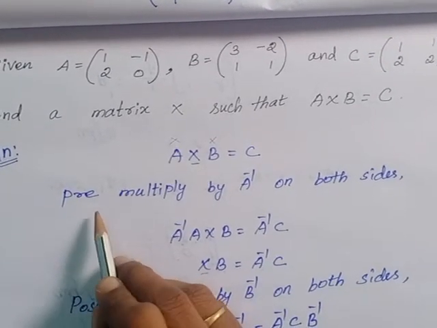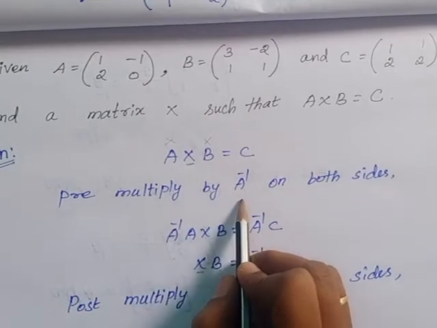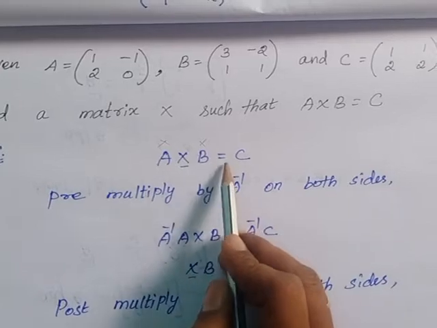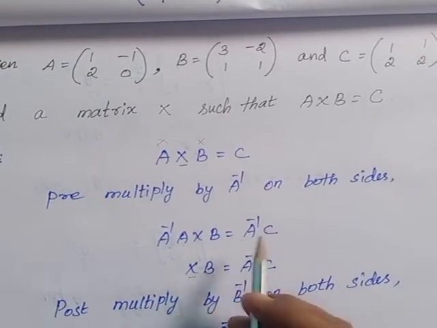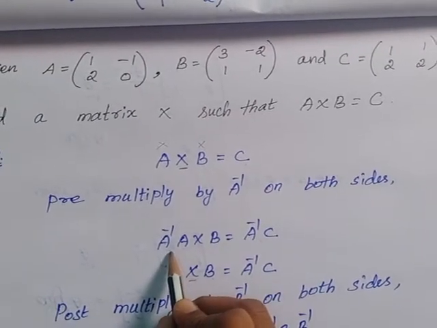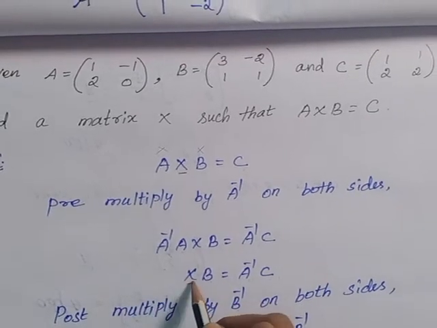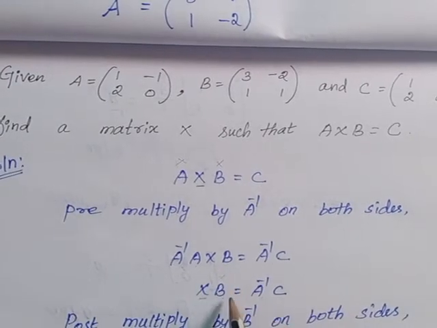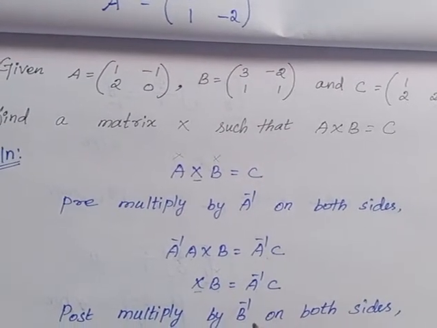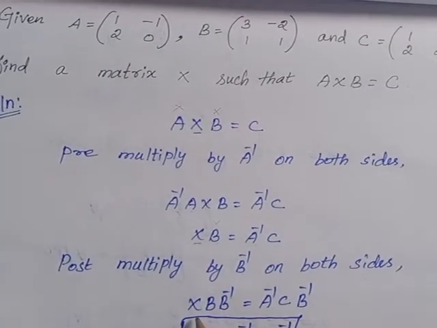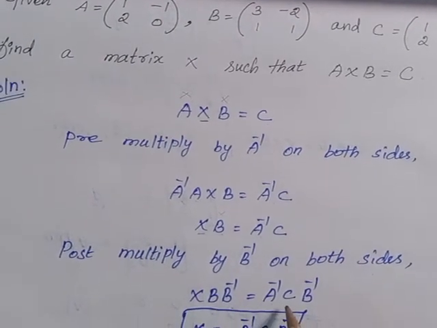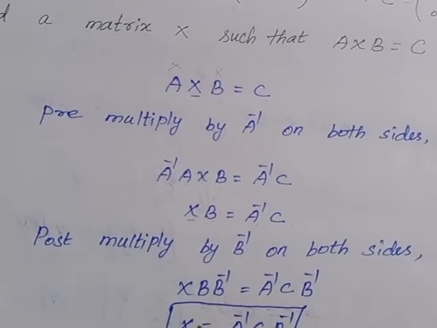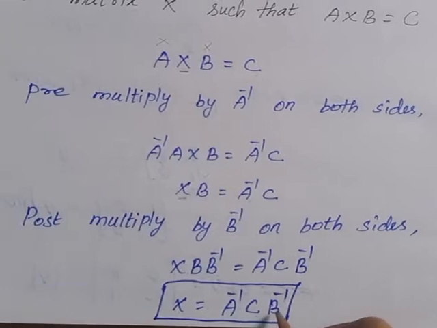The first thing is I pre-multiply by A inverse on both sides. We get A inverse A X B equal to A inverse C. Because A inverse A is equal to I, we get X B equal to A inverse C. Now B is an unwanted matrix, so you post-multiply by B inverse on both sides. We get X B B inverse equal to A inverse C B inverse. B B inverse is I, so we get X equal to A inverse C B inverse.